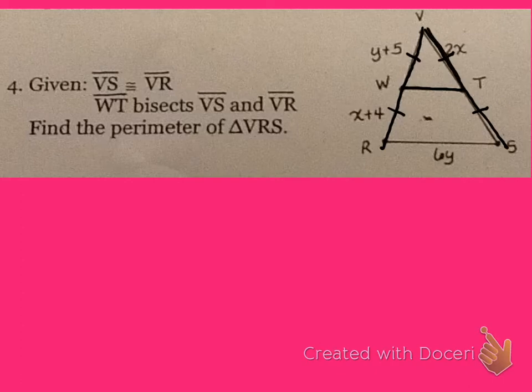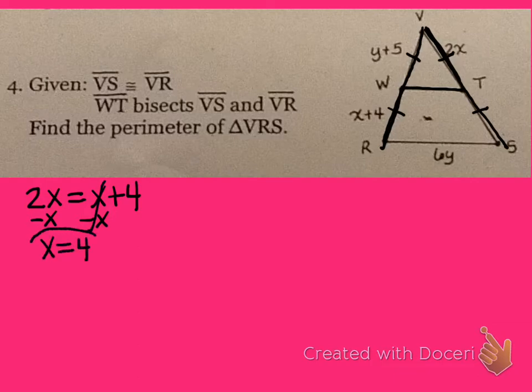This 2x over here and this x plus 4 are the same length because all 4 of those halves are congruent. So the best way to get started would just be to say 2x equals x plus 4 and then solve this very simple equation for x. To solve it, I'm going to subtract x on both sides. 2x minus 1x is x, so x equals 4.